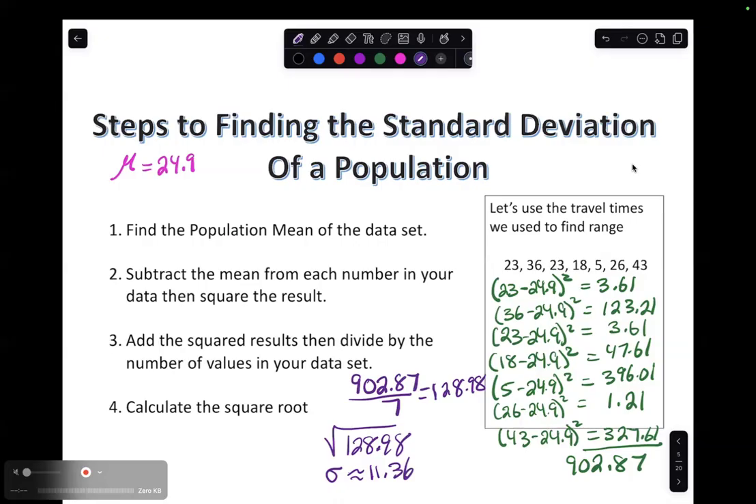So when you added them together, you got 875.87. Okay, let me try it again. I got what you got. You got what I got? Okay.